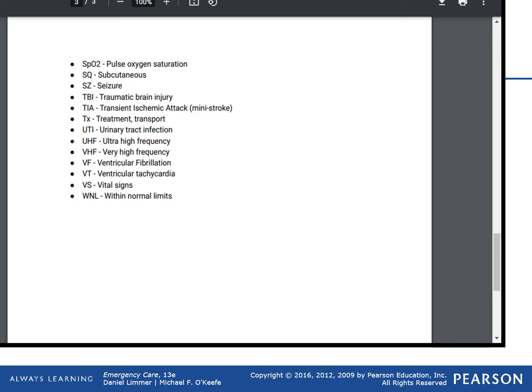And this is the end of this list. If there are any questions about some of the abbreviations on here, always feel free to reach out to me to get some clarification on what something means. If you aren't used to using UHF and you just see ultra high frequency, you might not know that refers to radio frequency, and that's something we'll discuss in EMS operations. But if there's anything on here that you aren't really sure what it means, feel free to reach out to me.